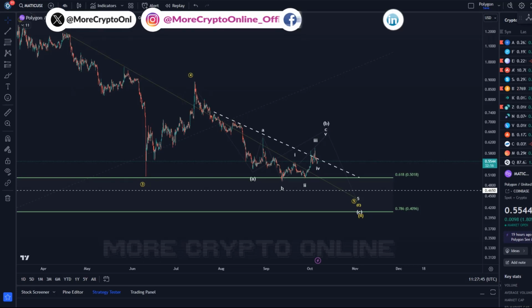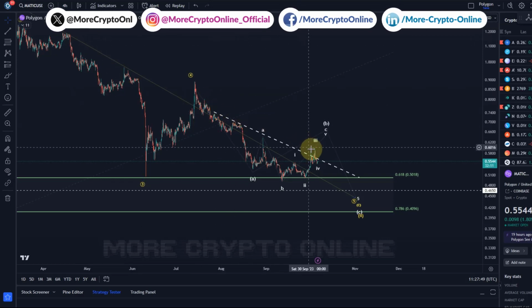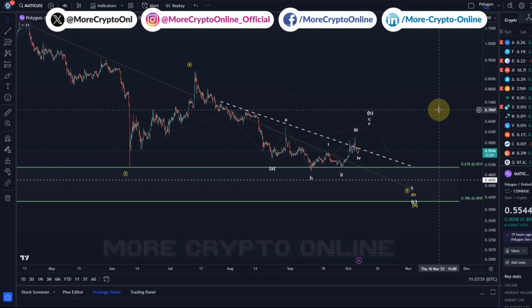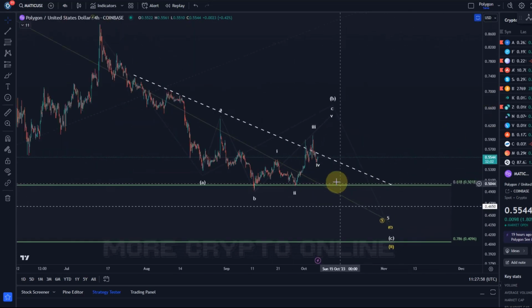MATIC continues to hover just below the descending trend line, this dashed line. At the moment we can only see 3 waves up from the recent low. So I only have a potential wave 1, a potential wave 2, a potential wave 3, even though not very reliable, but it could work out as a diagonal pattern. If it gives us one more high, then we have 5 waves up.